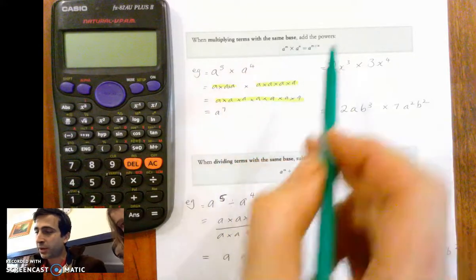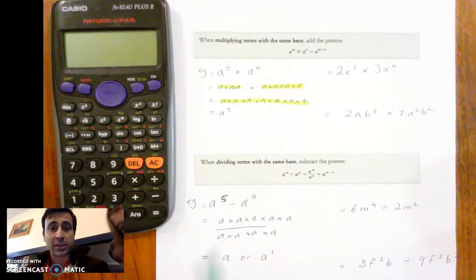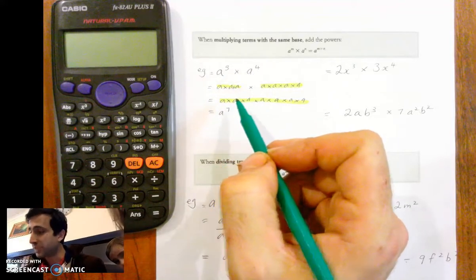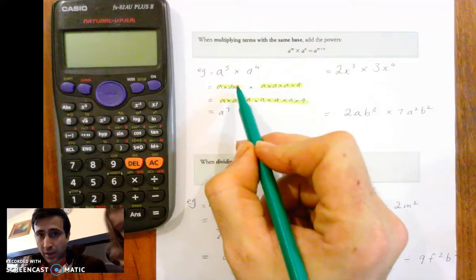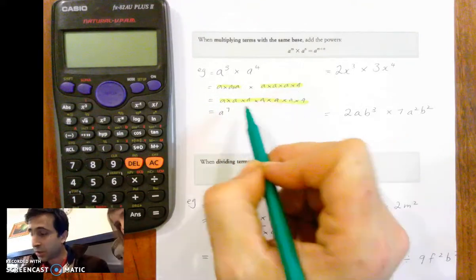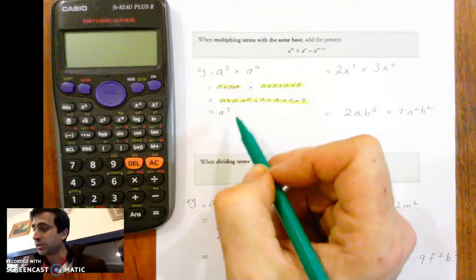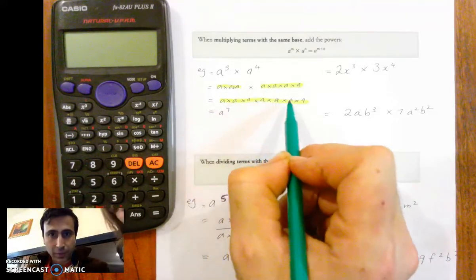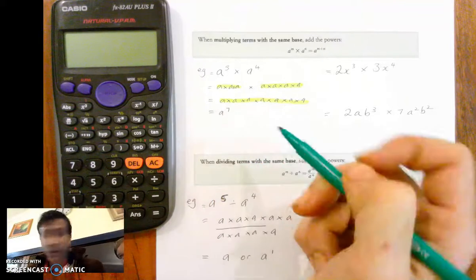If I've got a cubed times a to the 4, or should I say the proof of it, that's a times a times a times a times a times a times a. So what's the difference between that times and that times? Literally nothing. So that's just the same, a times a times a times a times a times a times a, which is a to the power of 7. So let's practically apply that.